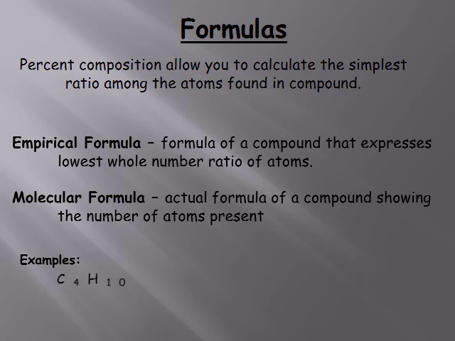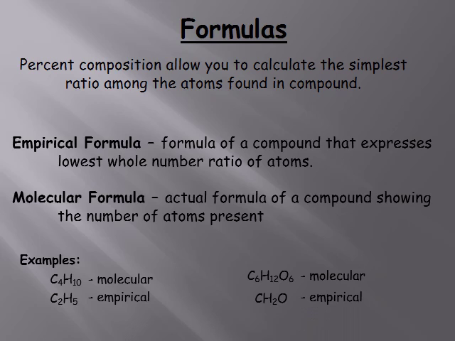So here's another example. You've got C4H10. That's the molecular formula, whereas the empirical formula would be C2H5. Or C6H12O6 would be the molecular formula, and CH2O would be the empirical, the smallest ratio of the atoms in the molecule.